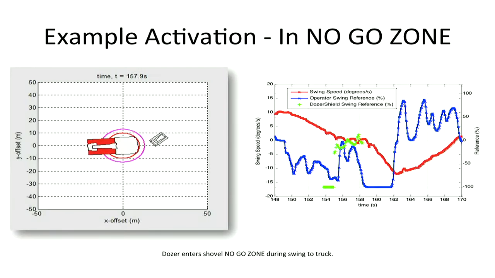This little graphic will give an idea. This is a MATLAB rendering of a shovel looking from a bird's eye view with a bulldozer being tracked. On the right-hand side is the data that comes from it. The red gives the swing speed of the machine, and the blue gives the reference provided by the operator, and the green shows the system kicking in as late as possible. In this case, as the dozer violates that circle, it brings the machine to a stop as rapidly as it can by plugging the drives, and then when the dozer moves out, it allows it to move again. And so that will give you a sense of the idea.